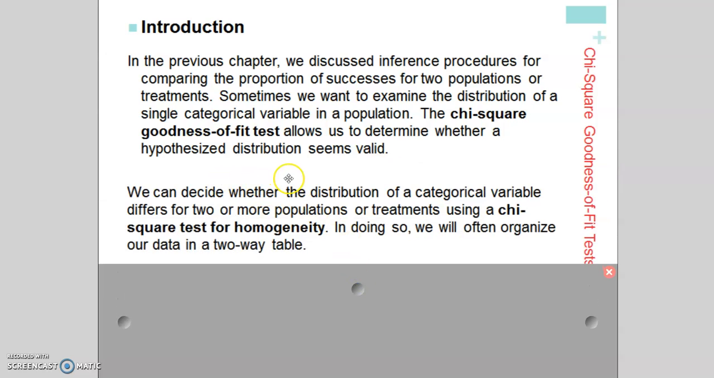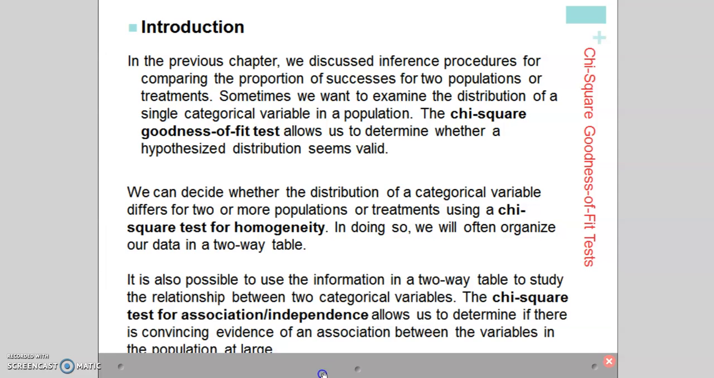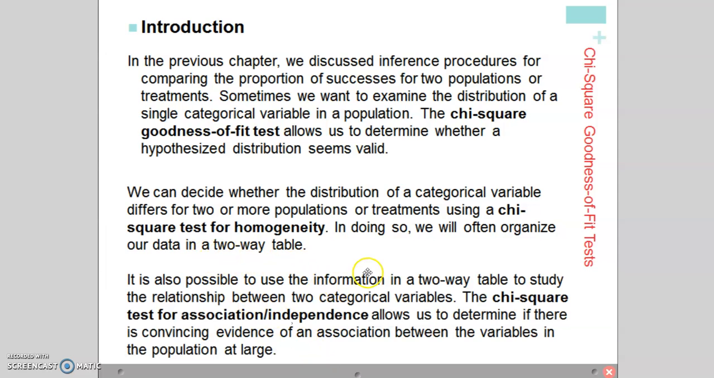Later in this chapter we'll look at deciding whether the distribution of a categorical variable differs for two or more populations. That's going to be a chi-squared test for homogeneity, and that's when we don't have a distribution in mind ahead of time, but we're comparing two groups to each other. And then there's another type of chi-squared test, to look at the relationship between two categorical variables, called a chi-squared test for association or independence. In 11.1, we're going to focus on the chi-squared goodness of fit test.